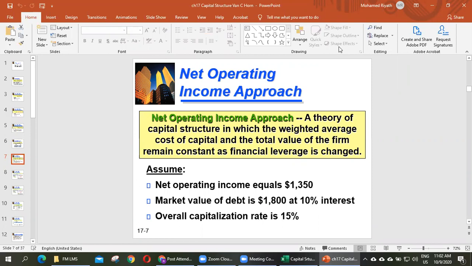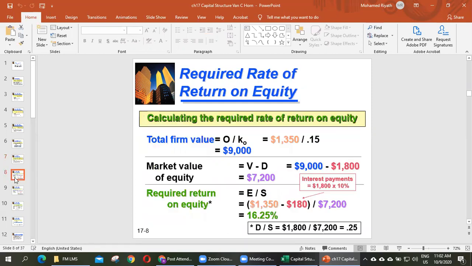So this theory says the mix of capital structure has no impact on the value of the firm or the overall cost of capital. That is the main argument. So it has one example. This example says the net operating income is 1,350, market value of debt is 1,800 at 10% interest rate, and overall cost of capital is 15%. From this, we will find the value of the firm and cost of equity.